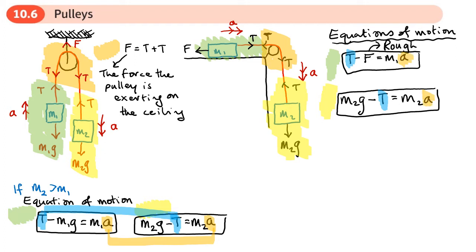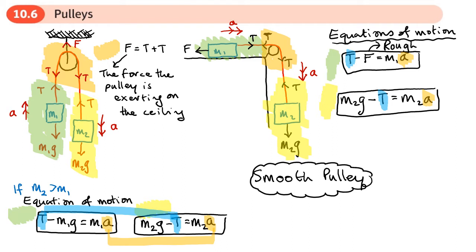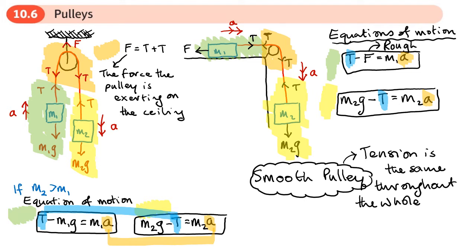Now, in all of these questions, we will have a smooth pulley. Smooth pulley means that there's no friction in the pulley. The pulley is frictionless, which means that the tension will be the same in the whole string. So either side of the pulley, we have the same tension. So smooth pulley, tension is the same throughout the whole string. You're often asked what that assumption means, that the pulley is smooth.